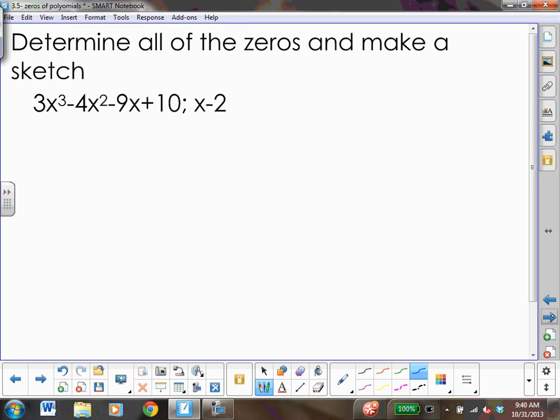Let's do another one. Determine all the zeros and make a sketch. I'm told this 0 here, x minus 2, and I have 3x to the third minus 4x squared minus 9x plus 10. Again, in order to make a sketch, I need to be completely factored. So I'm going to try to use synthetic division to help me factor further. Remember, put the opposite number in the box, and then write down the coefficients.